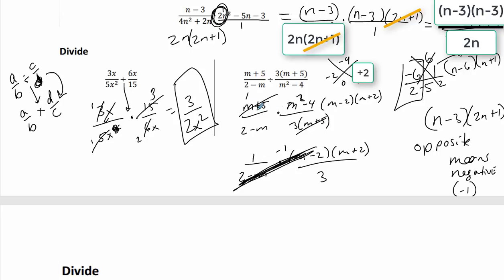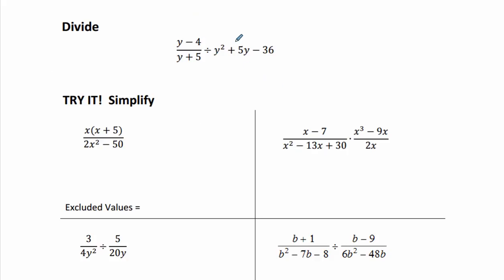The m plus 5 and the m plus 5s up here, they're the same. That's why it's positive 1. Okay? So what do I have left? On top, I have a negative 1 times an m plus 2 over 3. There is your answer for division. Okay, that's your second example there. All right, last one for division here.